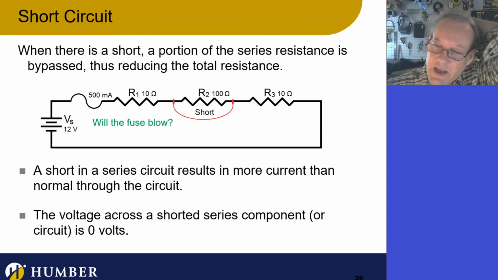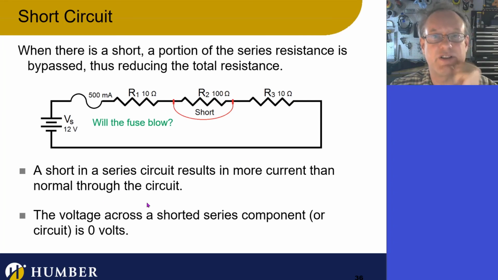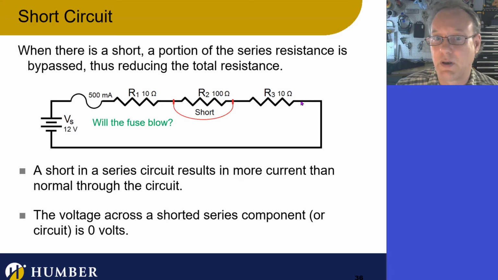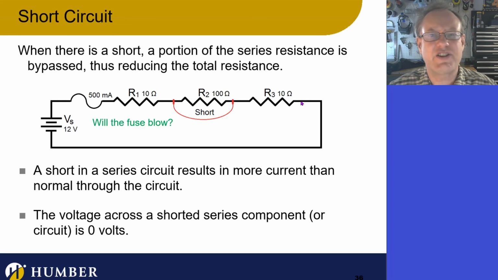Okay, good. So in this case, what's the total resistance? Well, the total resistance is 10 plus 10, 20 ohms. The total resistance is 20 ohms. Now, before the short, if that short wasn't there, the total resistance would be 120 ohms. Okay, so let's just do the math here.